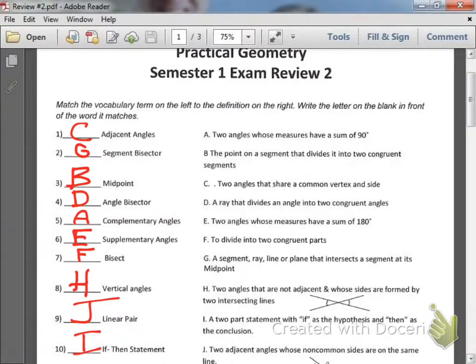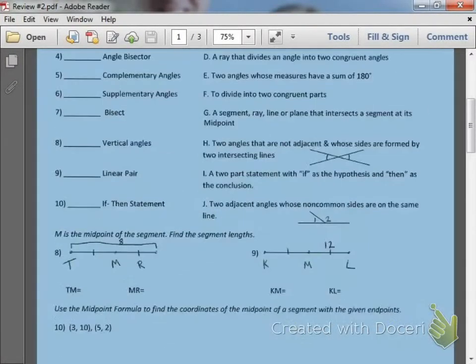Alright, I'll give you a second to catch up with those. I would strongly recommend you put all of those on your note card, especially the ones that you're unsure of, just so you have them. Any questions on the vocab? All right, moving right along.